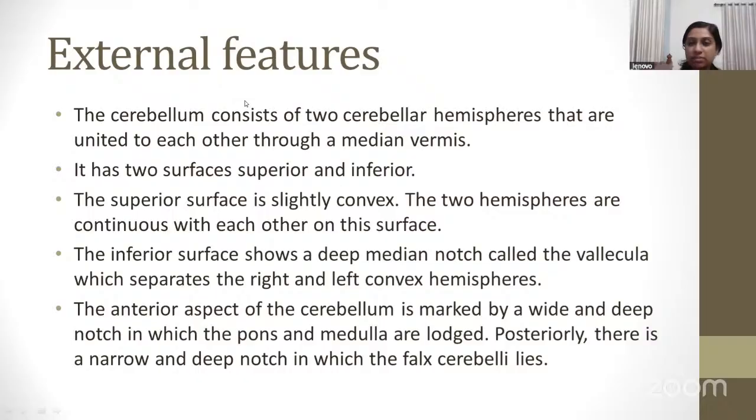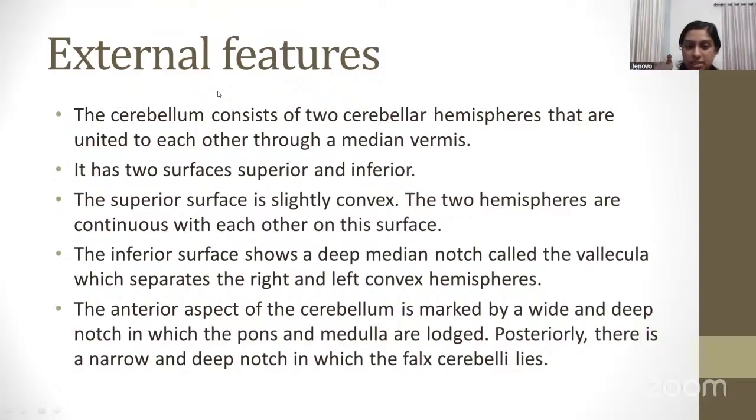Superiorly, when we visualize the cerebellum, we can see the cerebellar hemispheres are continuous or smooth with each other. That is, the vermis is not seen as a separate part. Instead, it mingles with the cerebellar hemispheres and is seen as a smooth surface. When we visualize the inferior surface, there is a groove called the vallecula in which this vermis is housed. So it has two cerebellar hemispheres and a median vermis.